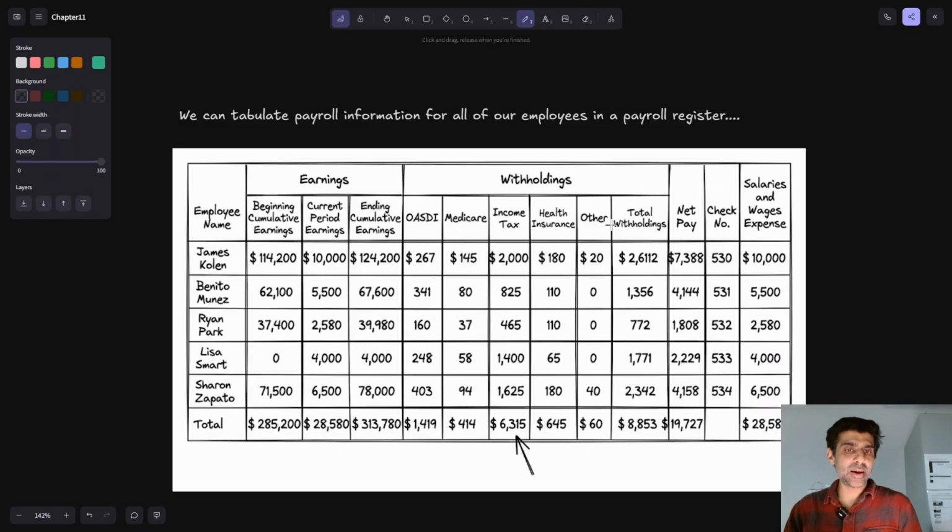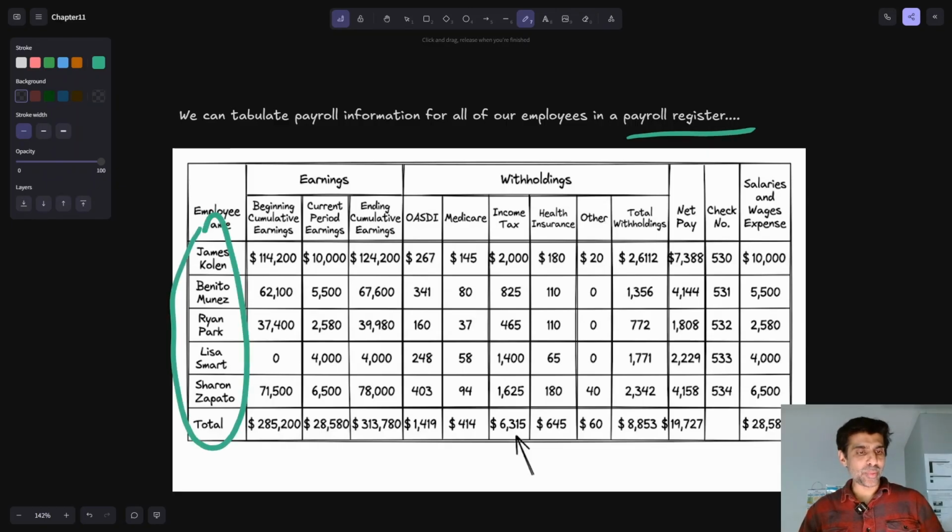Then we'll tabulate all this information into a register. You can see here, these are all of our employees. This is the earnings. You have beginning balance, how much they earned in the current period. This is the current period. And then beginning balance plus what they earned is going to give you this ending balance. And then you're going to have all the different components of withholding here.